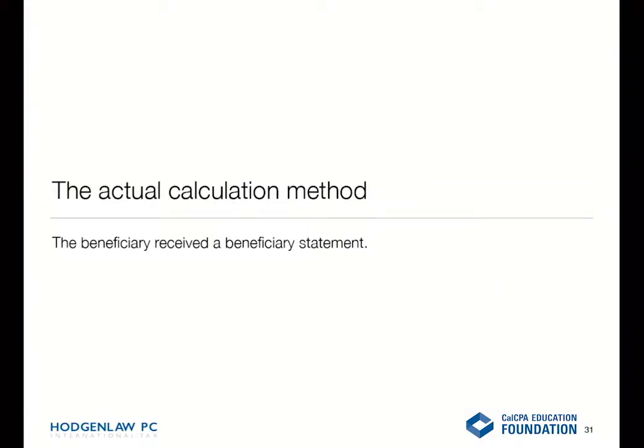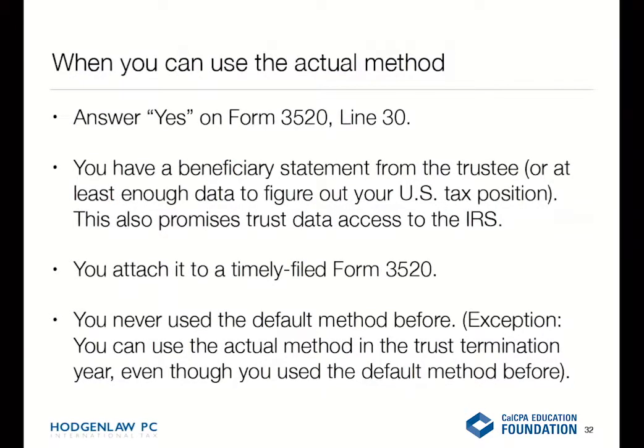So first, let's look at the actual calculation method. This can be used if you received a beneficiary statement. So the first thing you look at is, did you answer yes on Form 3520, line 30. And that line asks, did you receive a foreign non-grantor trust beneficiary statement from the foreign trust with respect to a distribution? And then if you can say yes to that, you're supposed to attach the statement, and then you complete the schedule showing the actual computation of income.